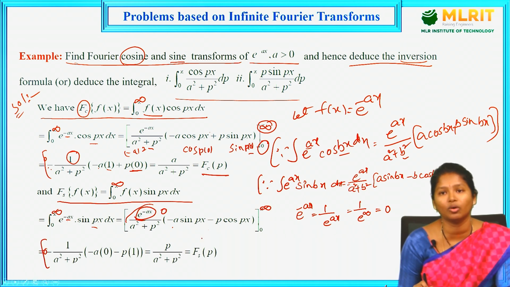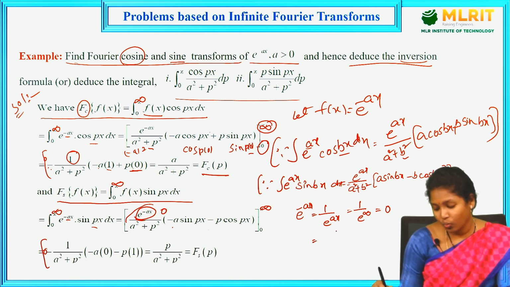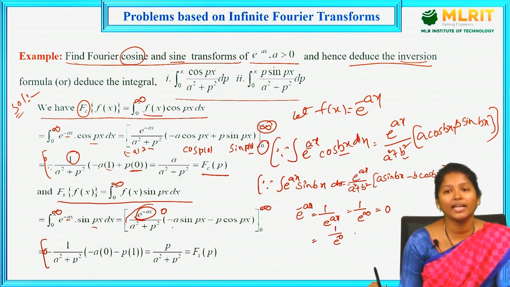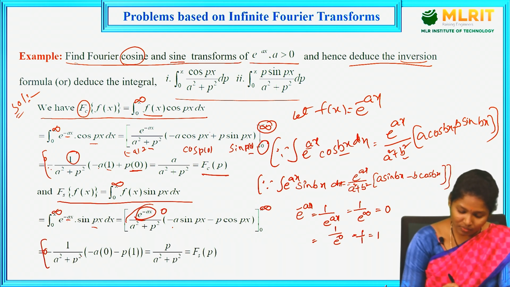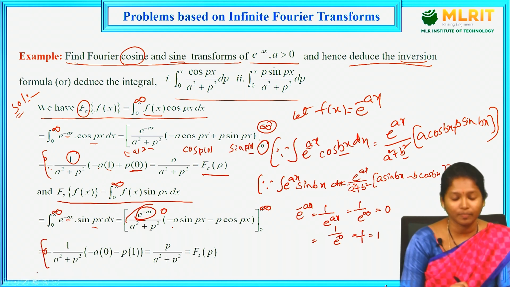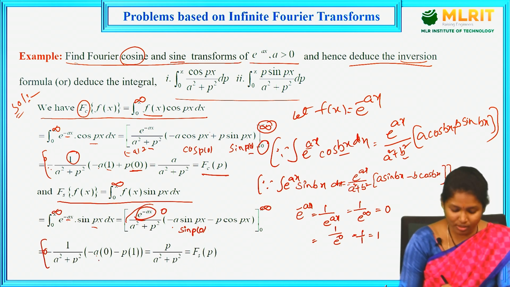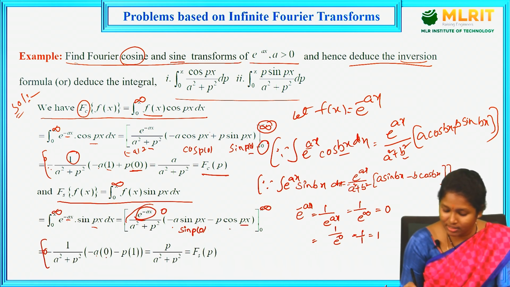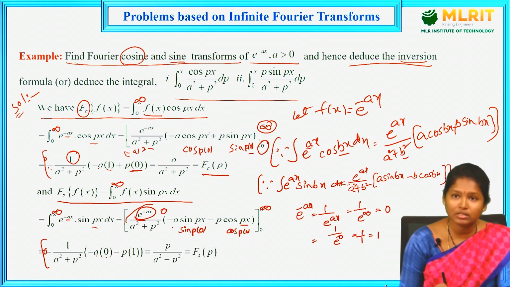When we apply the lower limit, we will put minus, right? So minus 1 by e power 0. Anything power 0 value is 1, so 1 by 1 is 1. So that's why here the 1 term came. So 1 by a square plus p square, into minus a into, here I am applying 0, sin p into 0. Sin 0 value is 0, that's why minus a into 0. Here cos p into 0, cos 0 value is 1, so minus p into 1.